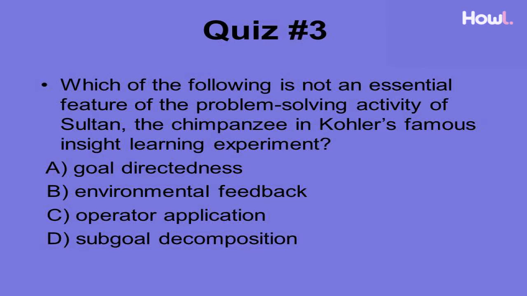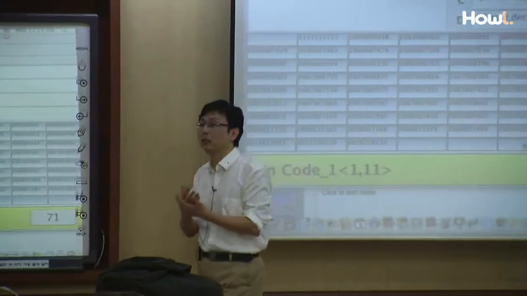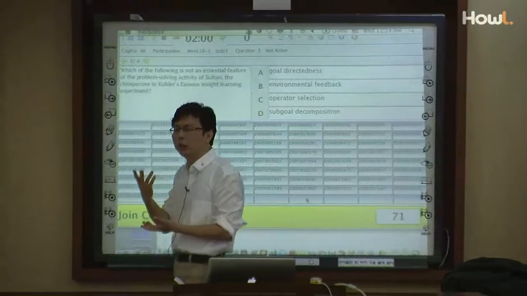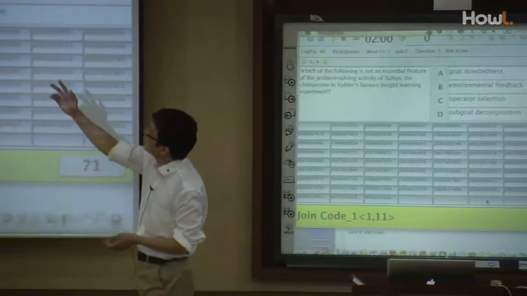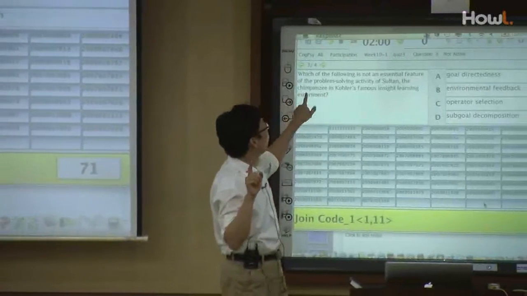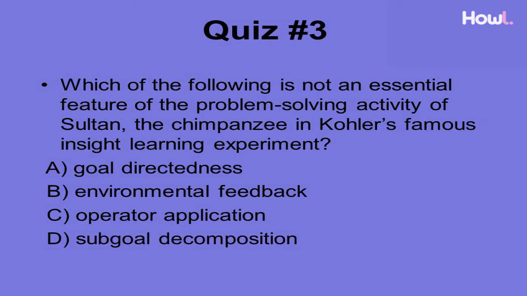Go to the third one. The third one is about problem solving. I mentioned last Thursday that I explained the human problem solving approach. Of course, this was a question about Sultan, the chimpanzees. Which of the following is not an essential feature of problem solving? Goal directedness. Humans are very similar to Sultan, the only difference is some minor stuff. Or feedback, operator selection, and sub-goal decomposition.